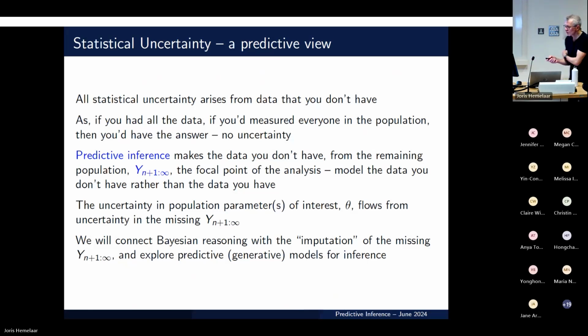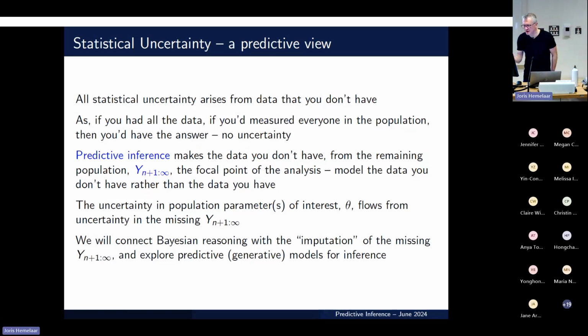So in other words, what we're going to do is make the data that you don't have in the population of interest the focal point of the analysis. I've written the data that you don't have as going from n+1, the first individual that you don't have, to the total population size. So if you're interested in the effect of air pollution in the UK, and you measure 10,000 individuals, then the people that you haven't measured are the remaining people in the population. And we're going to model the data that you don't have rather than the data that you do have.